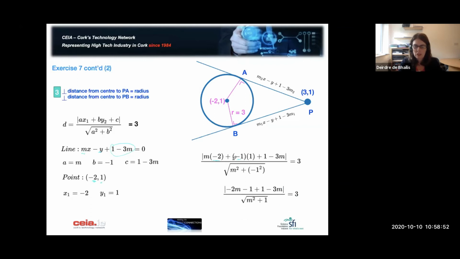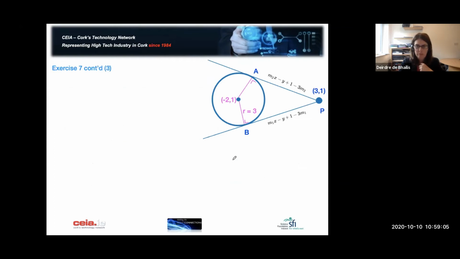That tidies up to the modulus of minus 2m minus 1 plus 1 minus 3m over the square root of m squared plus 1, and that's all equal to 3. Now, that tidies up even further to the modulus of minus 5m equal to 3 times the square root of m squared plus 1.